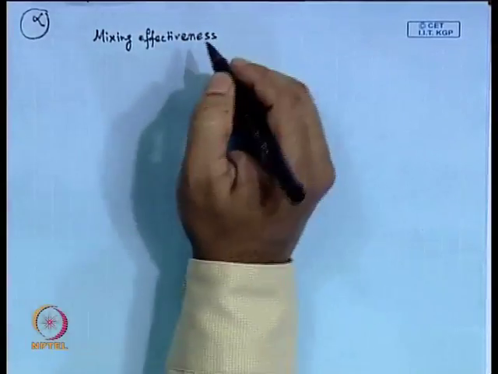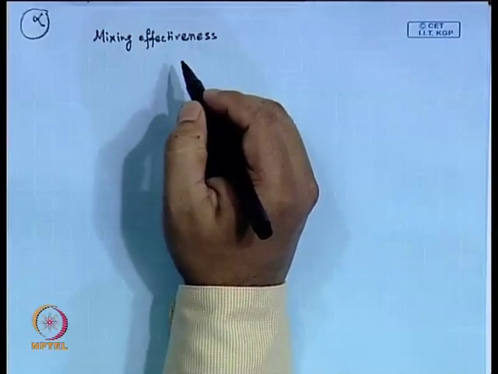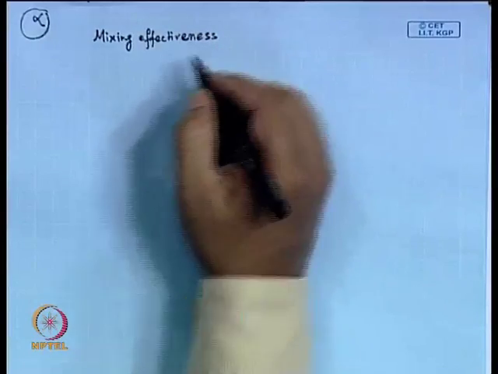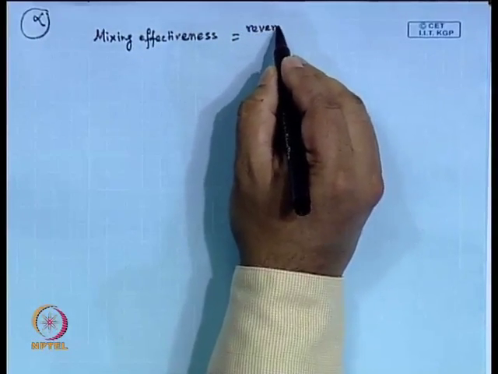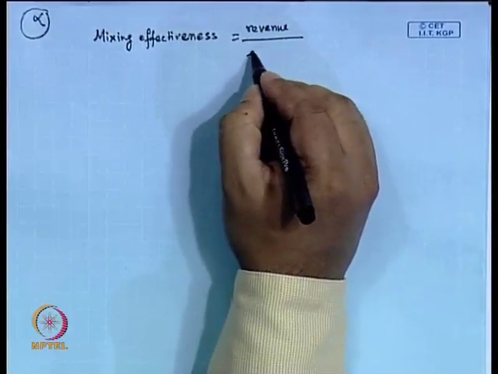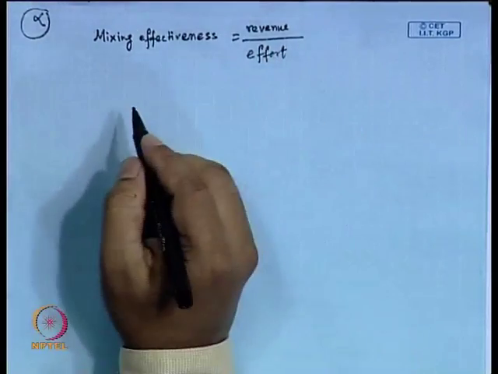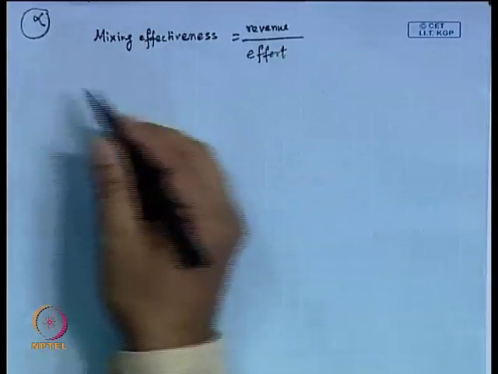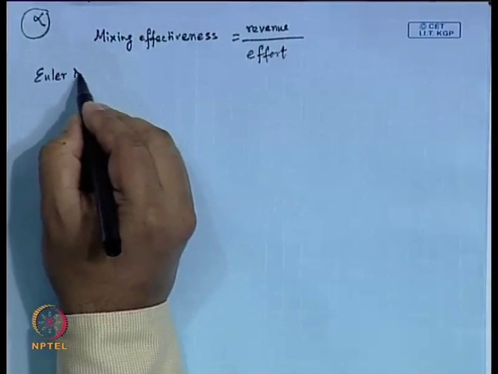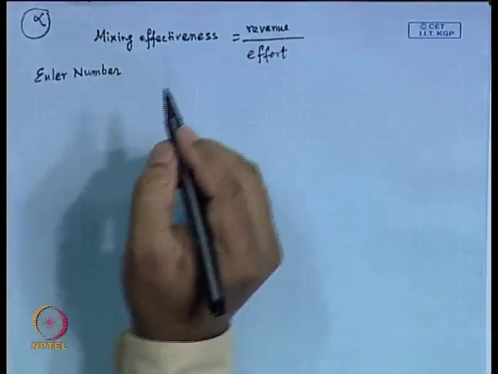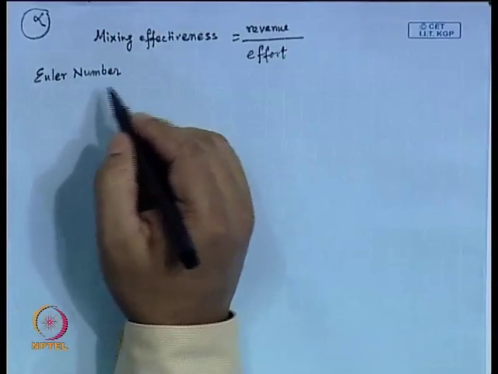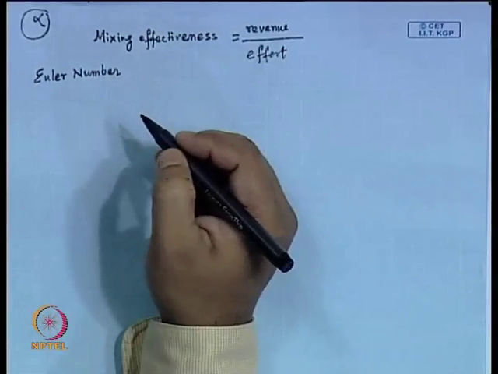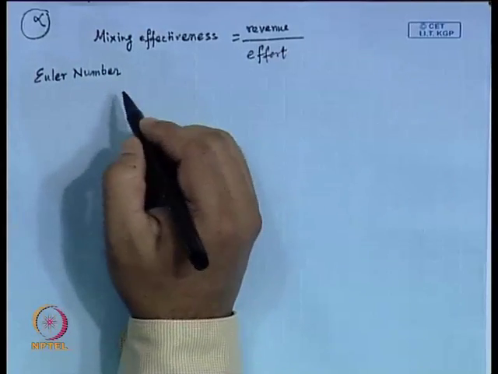So you have to define mixing effectiveness such that it gives you the highest amount of revenue for a given effort. That is the idea of mixing effectiveness. We define mixing effectiveness as revenue, that is, what level of mixing you achieve, divided by the effort you expend. Now, there is a term called the Euler number in this context. This Euler number is typically used in connection with vortices. If there is a vortex, the amount of pressure drop that you have to provide is defined in terms of the Euler number.